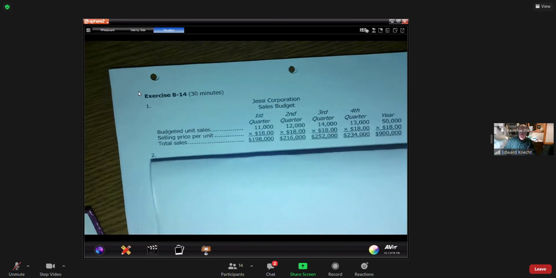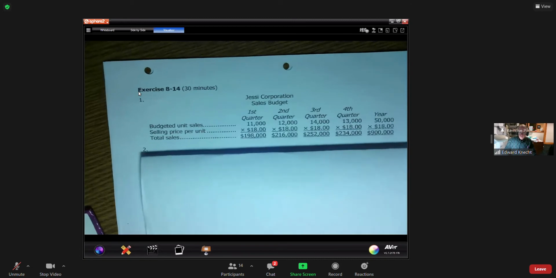It's the simplest budget we have to do. Simply the budgeted units in sales times the selling price per unit. Any questions? Okay, no questions. Let's go on to the next requirement. Calculate the expected cash collections for each quarter of the fiscal year and for the year as a whole. Go ahead and work on that.